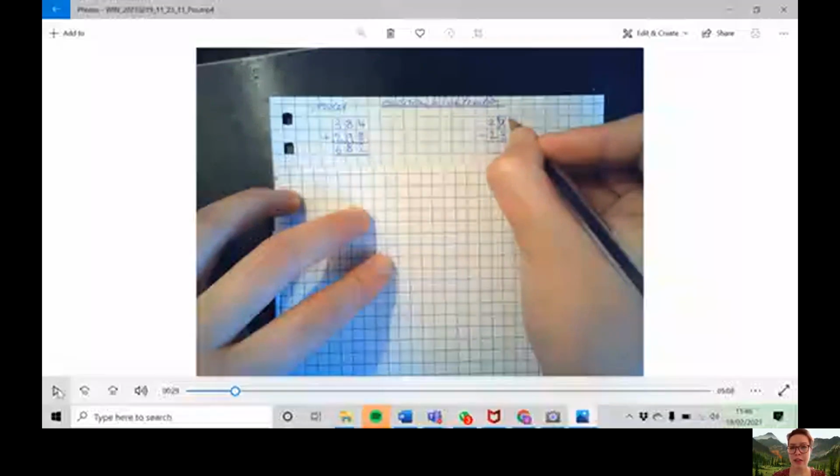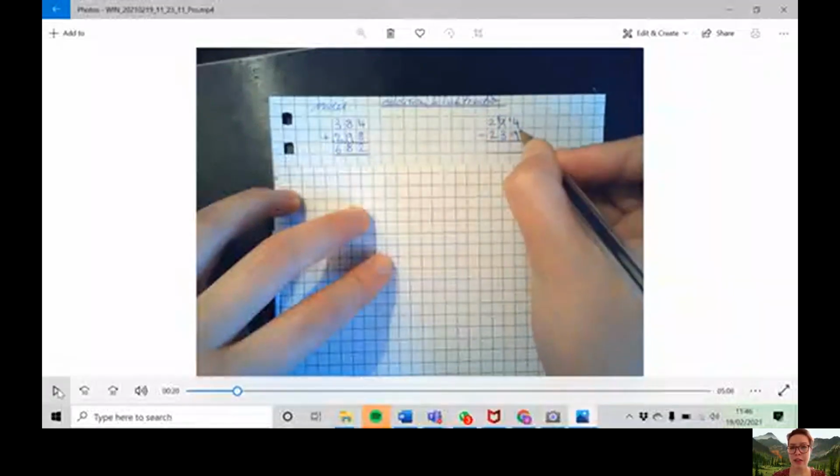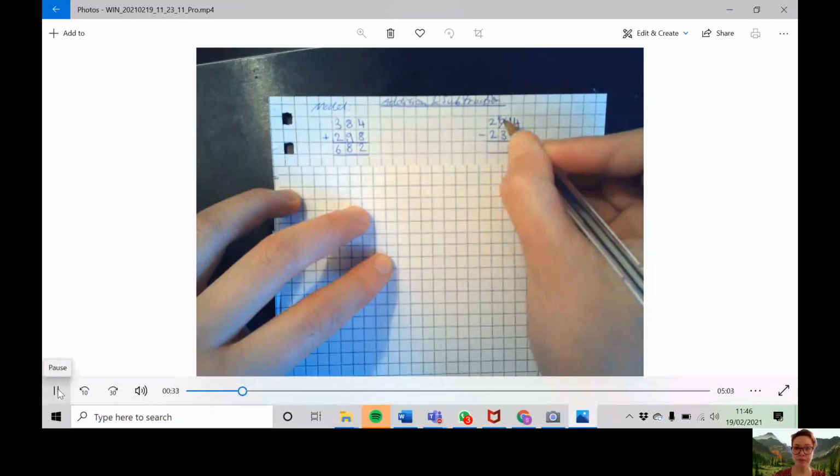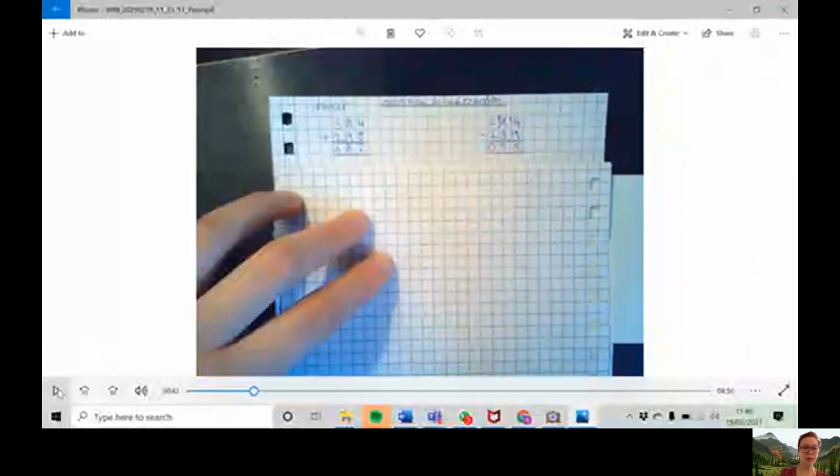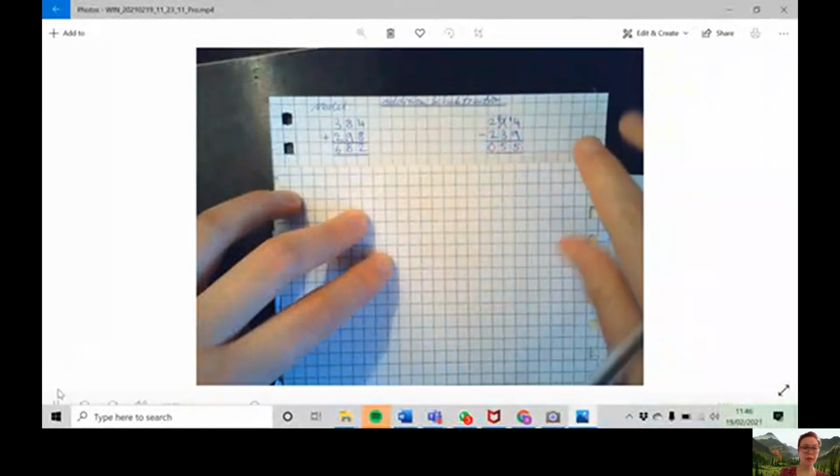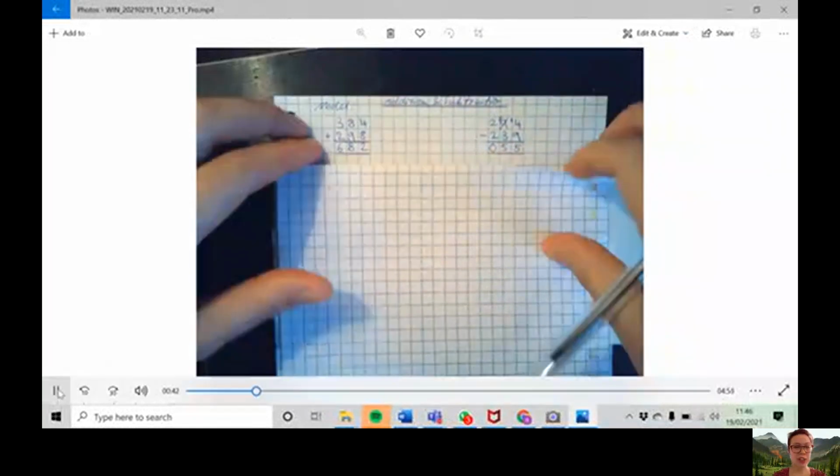So it becomes 14. We can do 14 minus 9, which gives us 5. And then we do 8 minus 3, which gives us 5 again, and 2 minus 2, which is 0.